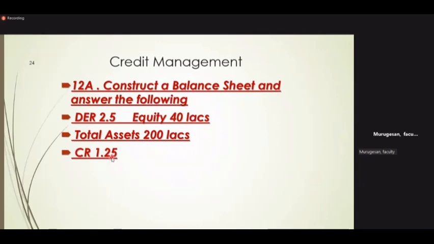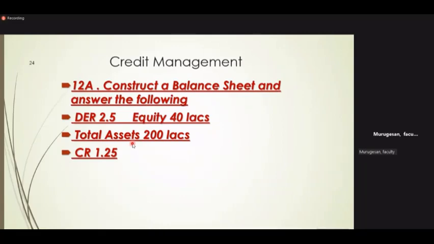Now, current ratio 1.25. So current liability is 60. Current ratio 1.25. Now, can anyone tell what will be current assets? 75. Very good. Current assets 75. Now, immediately you can tell what is NCA.